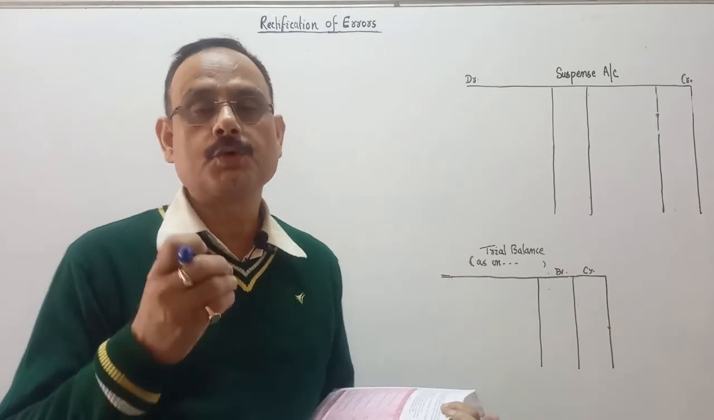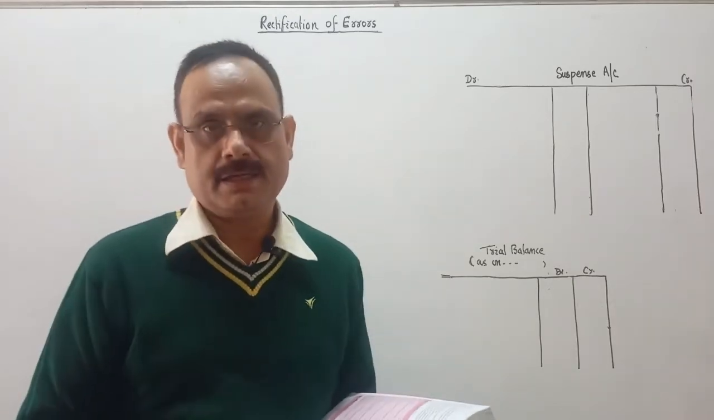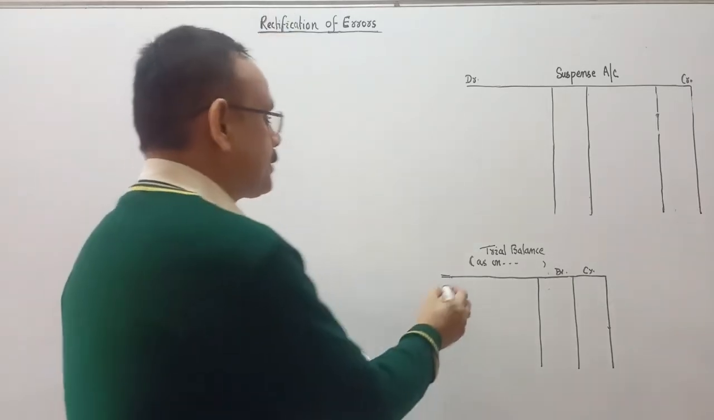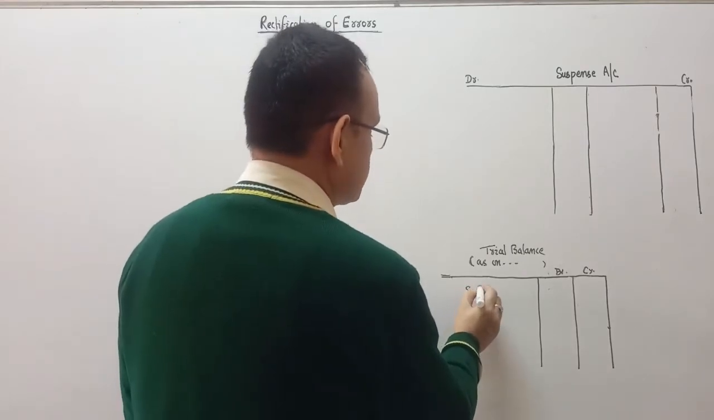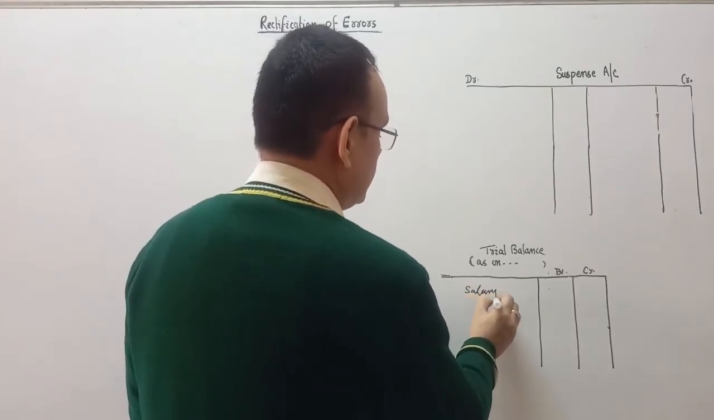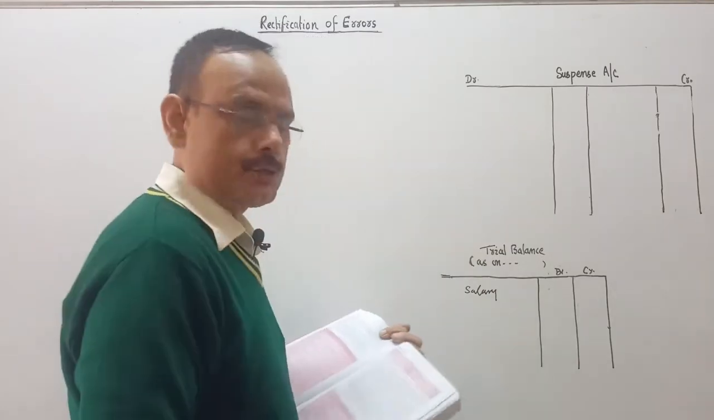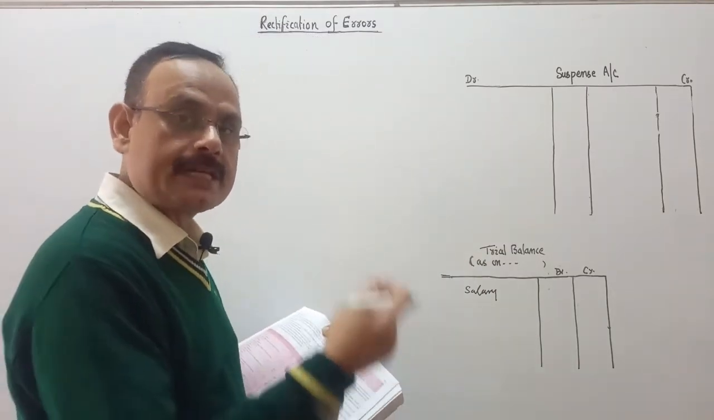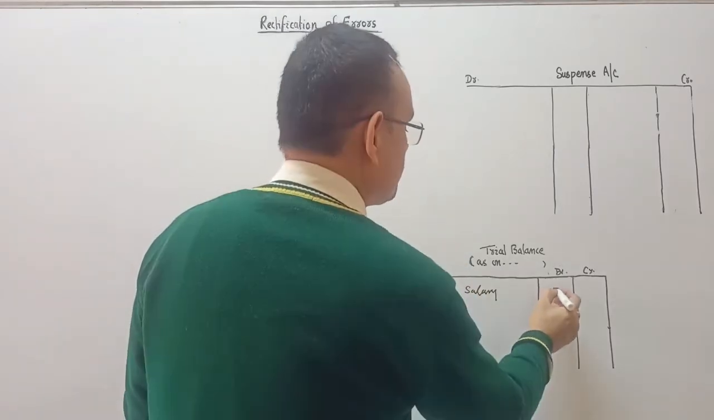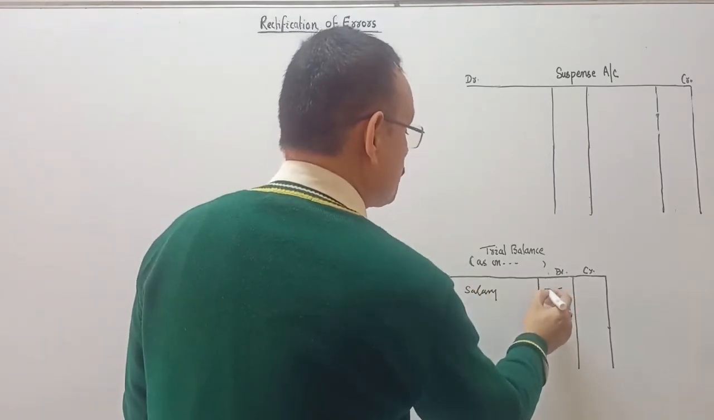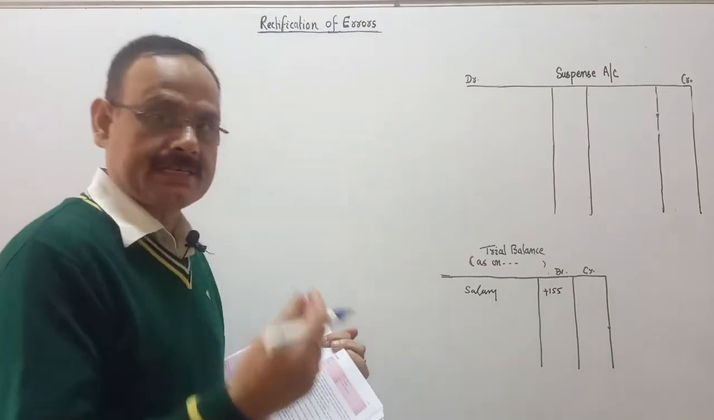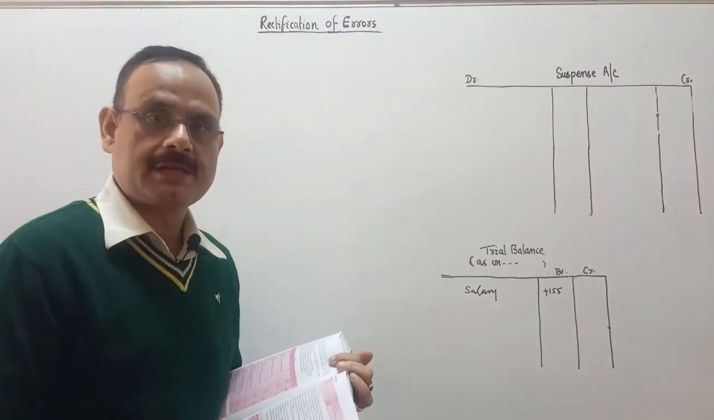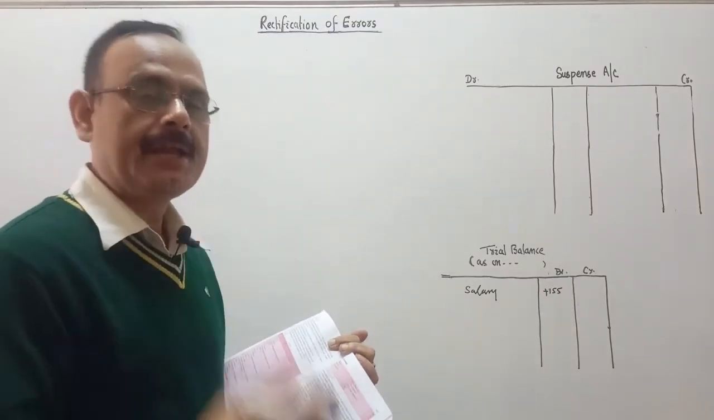Salary was posted twice in the ledger. So when the salary is posted twice in the ledger, it means salary we write in the debit side. So we have debited salary two times. 155 is posted two times, means 155 is excess we have written in the debit side. Salary is an expense, and all expenses have a debit balance.